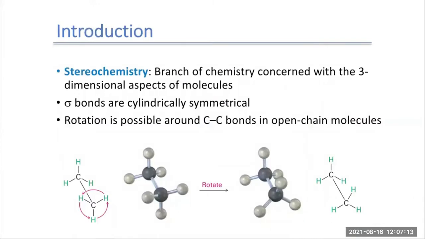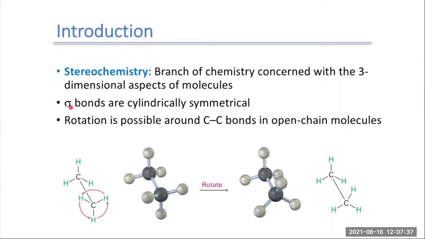Now that we've learned a little bit about alkanes, let's think about how we draw them and the perspective we have of them and their stereochemistry. When we talk about stereochemistry, that's a branch of chemistry that's concerned with the three-dimensional aspects of molecules. So what do these molecules look like in 3D? Because 3D is much more interesting than just looking at molecules in 2D.